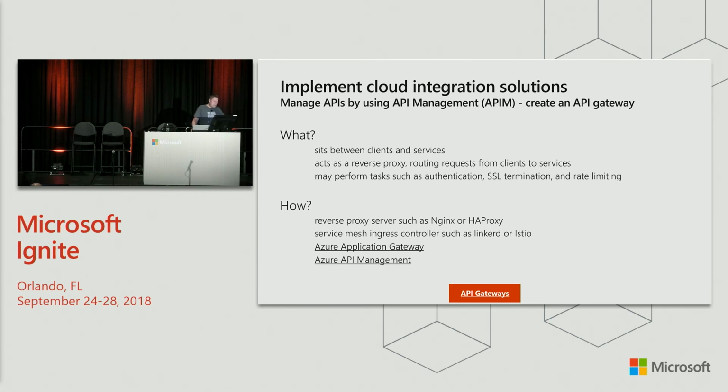So how do we actually implement an API gateway? This is API gateways in general. So APIM is actually an API gateway. And you can implement API gateways with a reverse proxy server such as HAProxy, service mesh ingress controllers with Istio or Linkerd, and Azure Application Gateway. I've got a couple of links there to show them. But the focus here is just understanding API gateways and their usage, and then, of course, we're going to focus in on Azure API Management, or APIM.